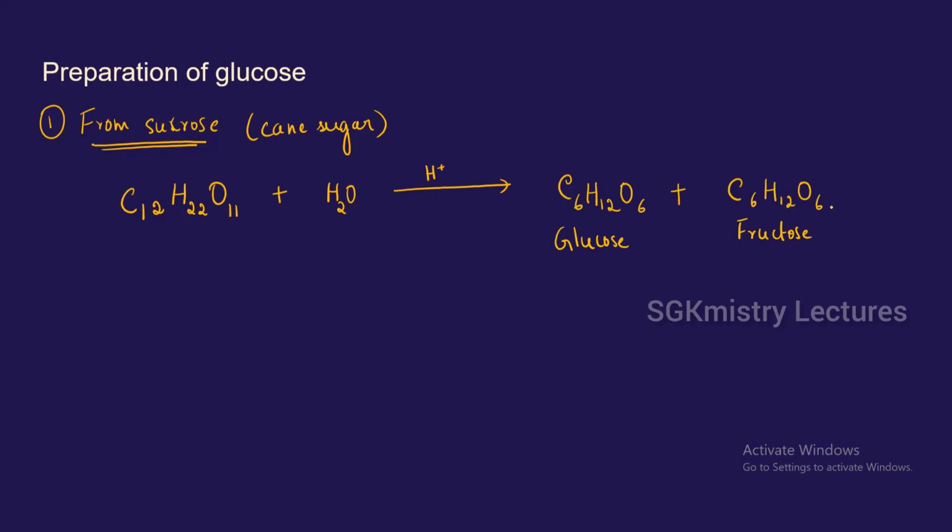Okay. So this is how we prepare glucose from sucrose. Sucrose is a disaccharide. So this is sucrose. It is a disaccharide which on hydrolysis in the presence of acidic condition gives glucose and fructose in equal amounts. Next, the other method of preparation of glucose is from starch.